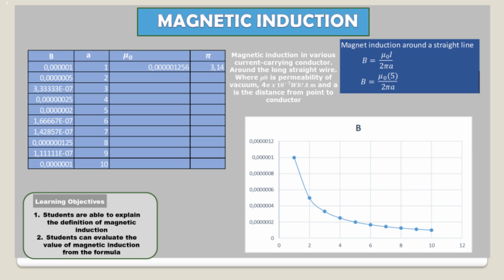And then we discuss magnetic induction. The learning objectives are: students are able to explain the definition of magnetic induction, and students can evaluate the value of magnetic induction from the formula.